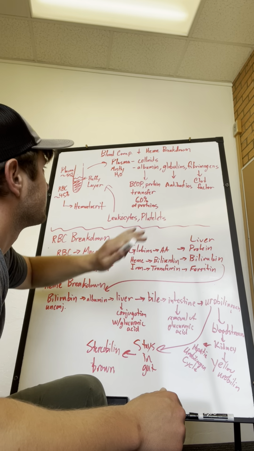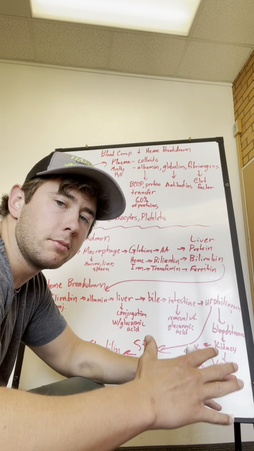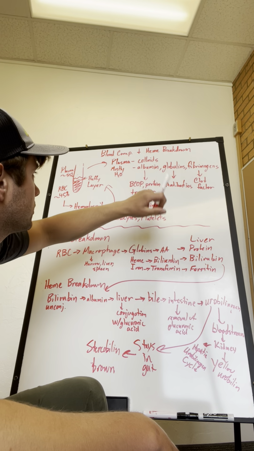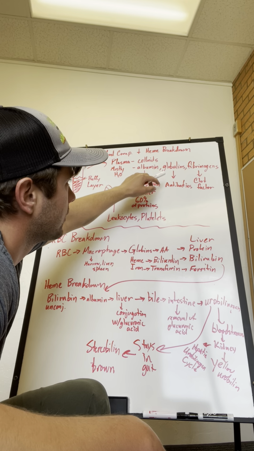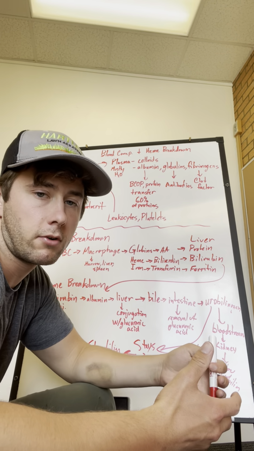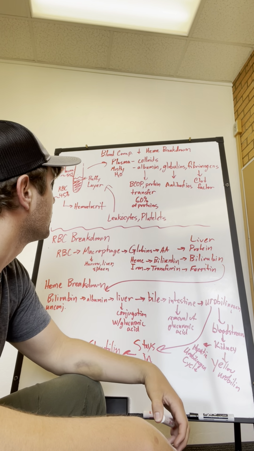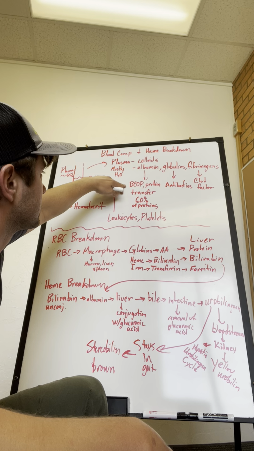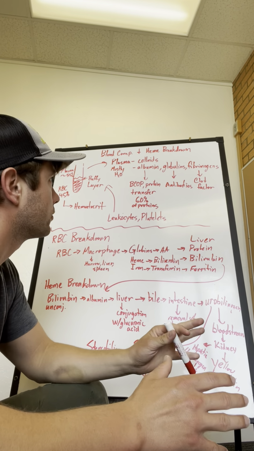Looking at plasma, it's mostly made of water, but within plasma, you'll have colloids, which are proteins, and those are namely albumin, globulins, and fibrinogens. Albumin is important in regulating osmotic pressure within capillaries, so it regulates BCOP. It also is a transfer protein.